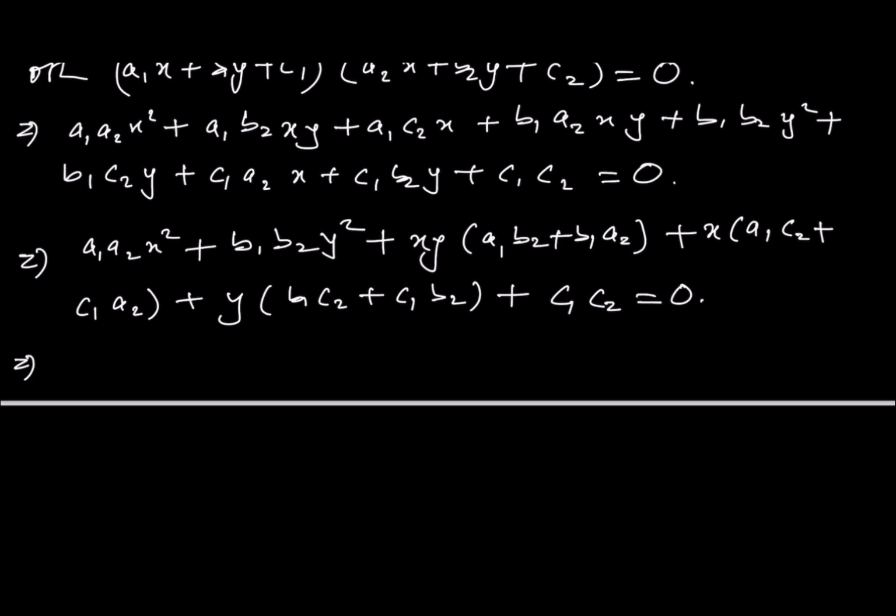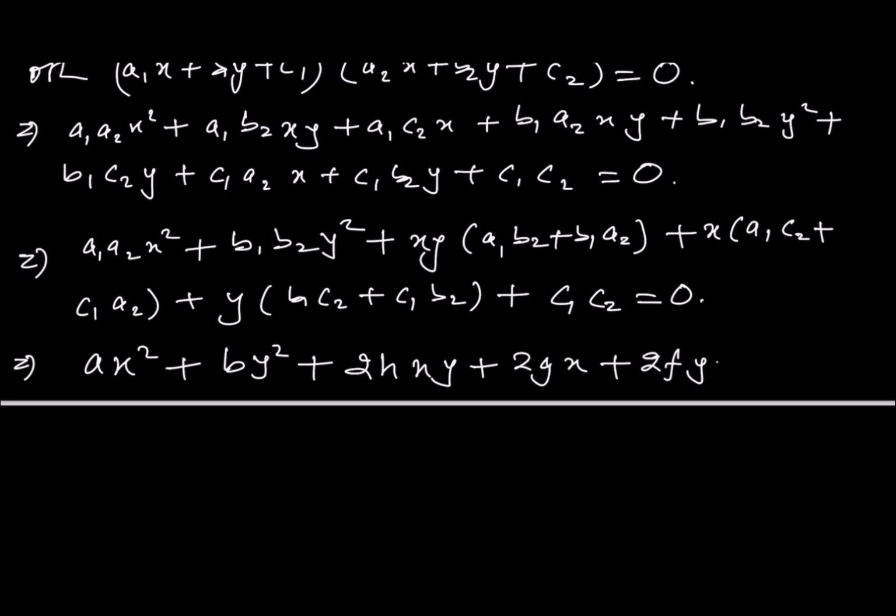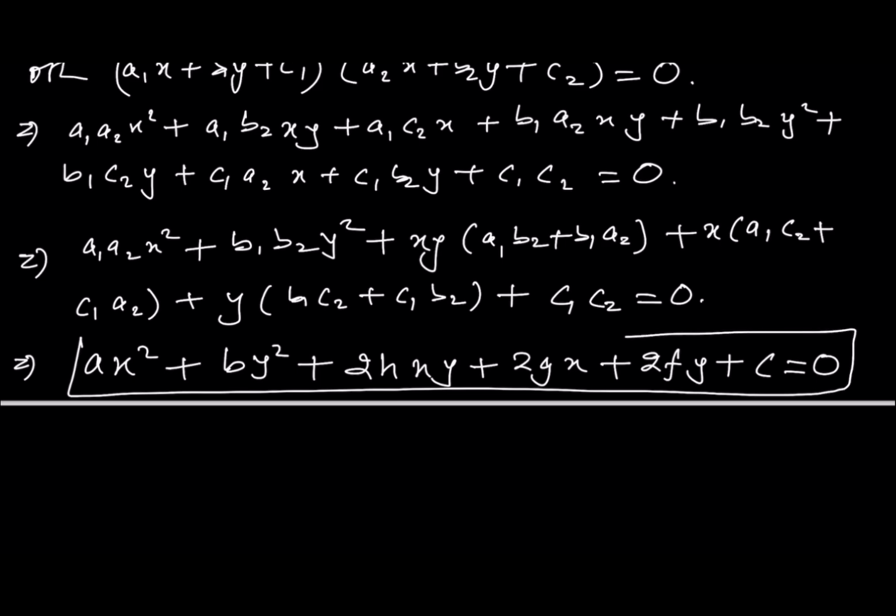Or if I write a1a2 as a, then it is ax square plus b1b2 as b, so by square plus a1b2 plus b1a2 as 2h, so this is 2h xy, plus a1c2 plus c1a2 is 2g, so this is 2gx, b1c2 plus c1b2 is 2f, so this is 2fy plus c1c2 is c is equal to 0. So this is pair of straight lines. This is the general equation.